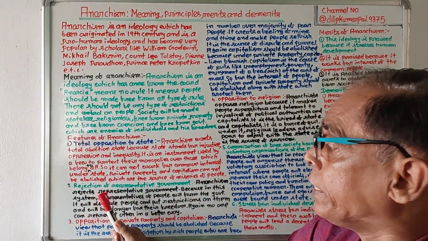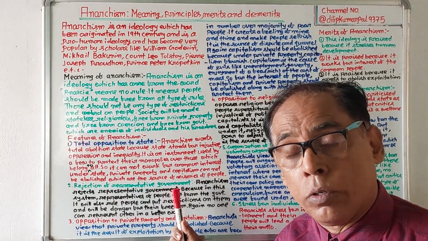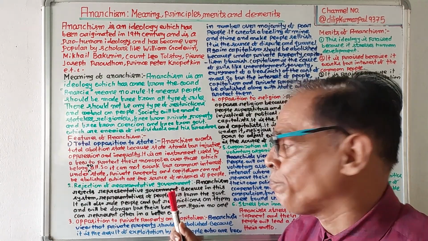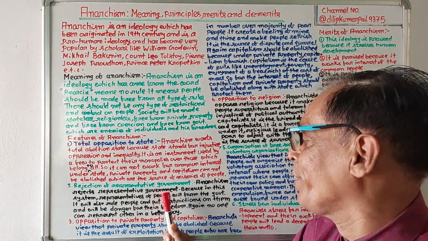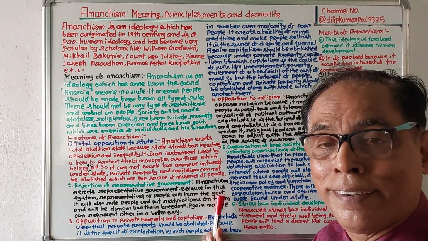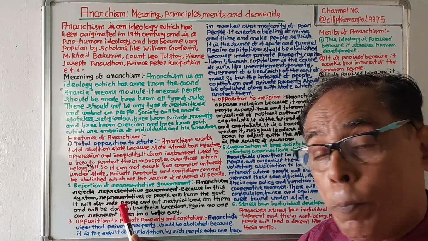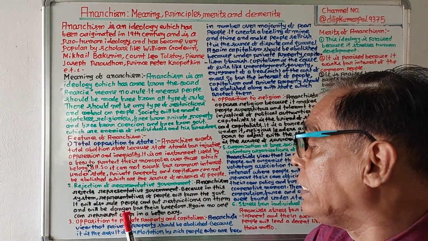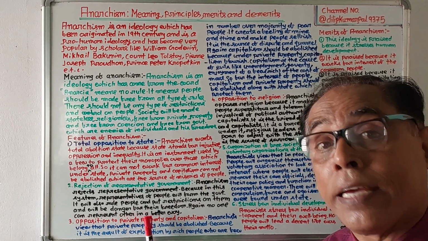Number two, rejection of representative government. Anarchists reject representative government. Why? Anarchism rejects representative government because in this system, representatives of people will form the government. It will also rule people and put restriction on them and will be a danger for their freedom. Again, no one can represent another in a better way.